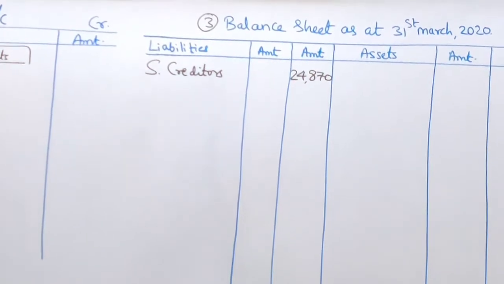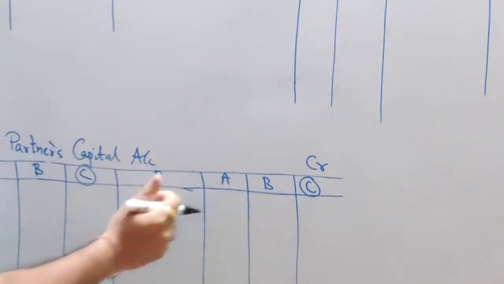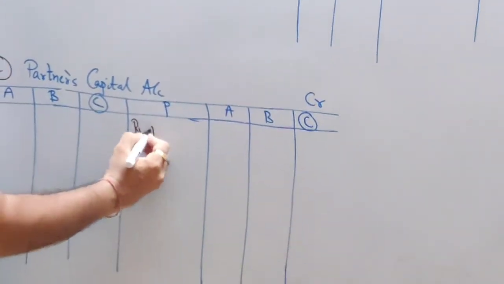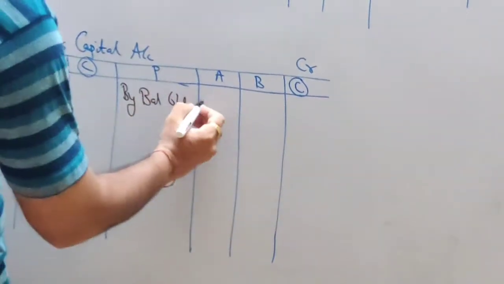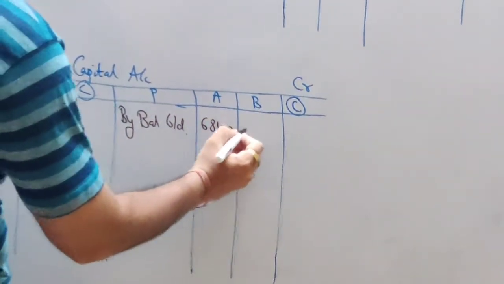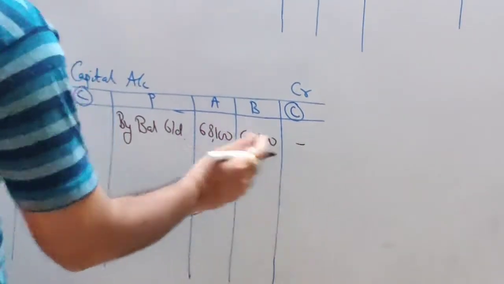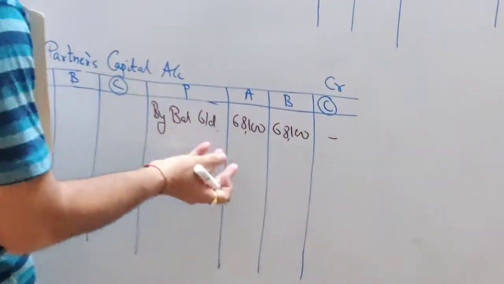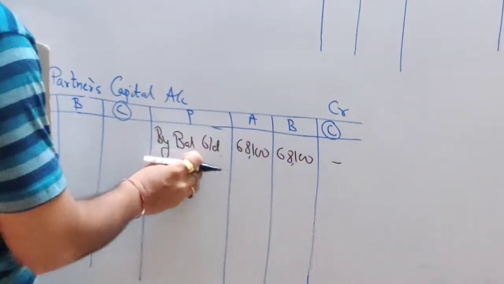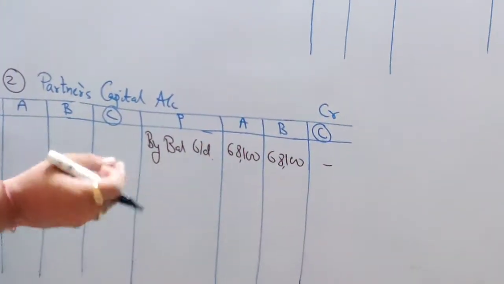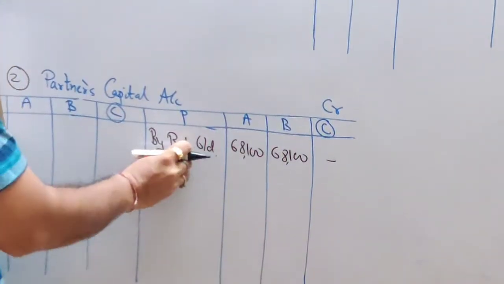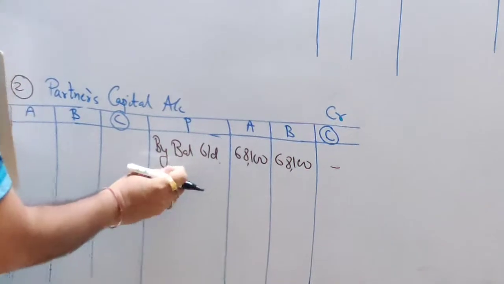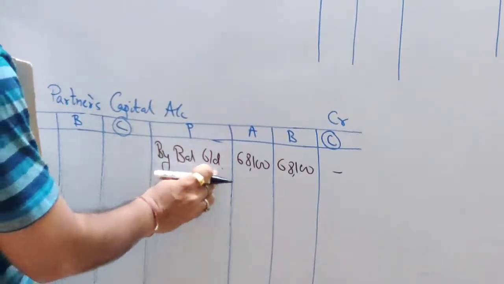Then they have given us capital balances of A and B. Capital balances will go in partners capital account, and you will write capital balances on the credit side as by balance brought down. A's and B's amounts are both the same, 68,100. And how to remember, students? It's very easy. Capital on the credit side, C for C. You can remember this way. This is a trick to remember. CC, capital credit side, capital credit side, CC. And how to write capital? As by balance brought down.